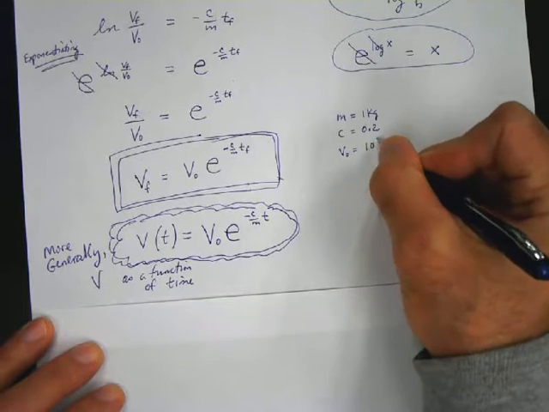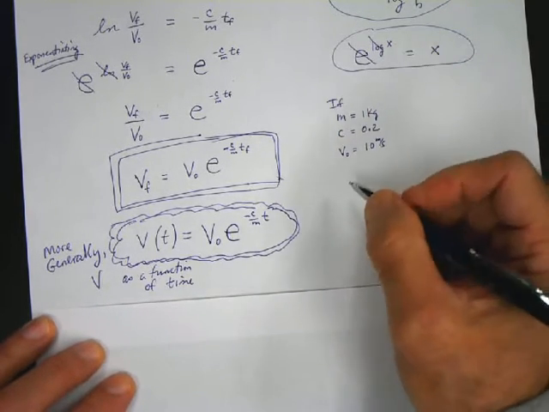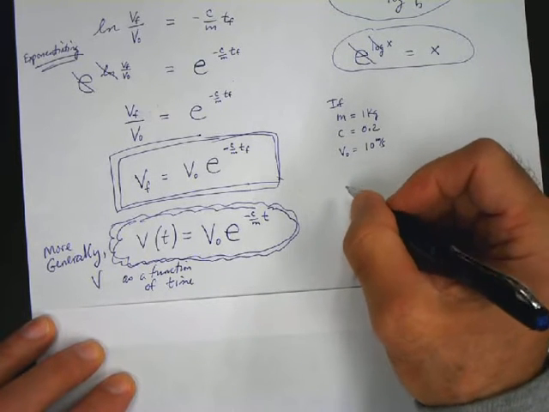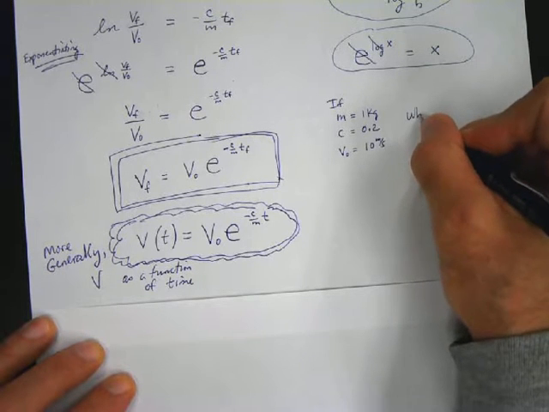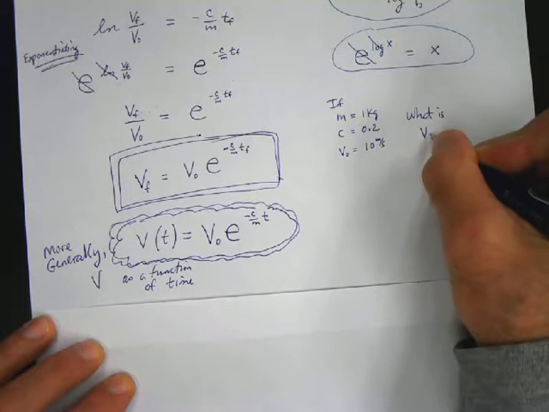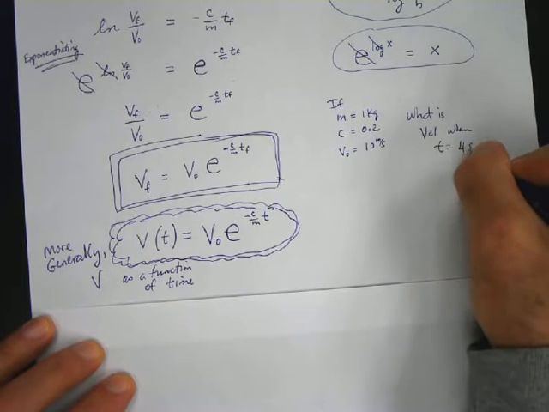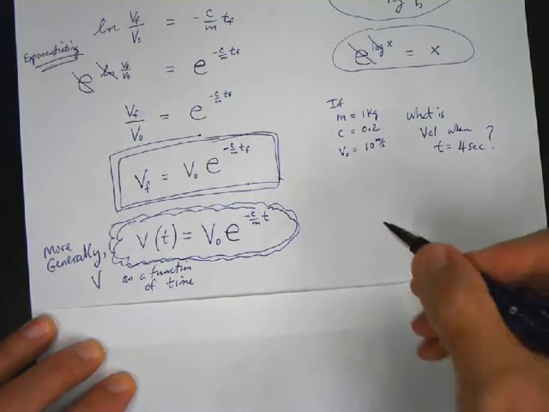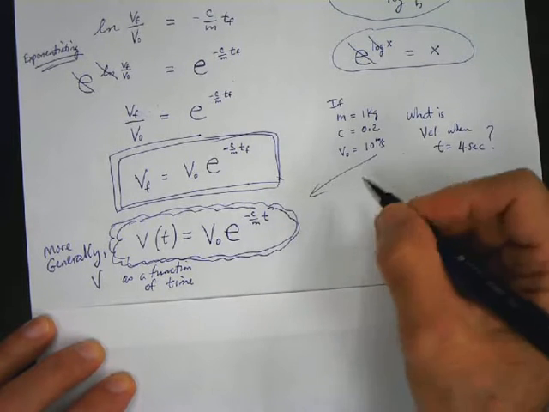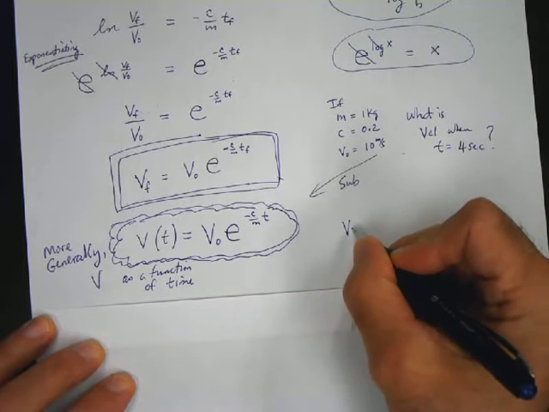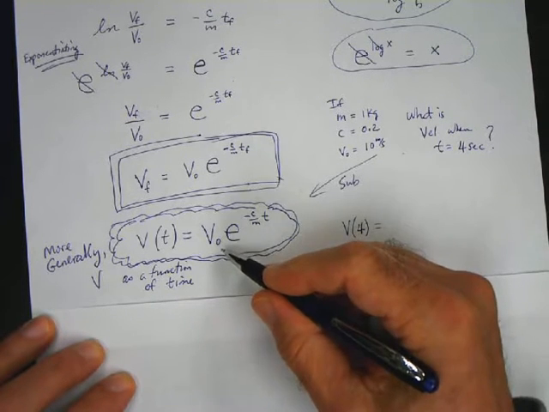So, for example, if the mass of the ball was 1 kilogram and the drag coefficient was, let's say, 0.2, and we know the initial velocity is 10 meters per second, then we could actually find out what v would be after, let's say, 4 seconds. So what is v? What is the velocity when t equals 4 seconds?